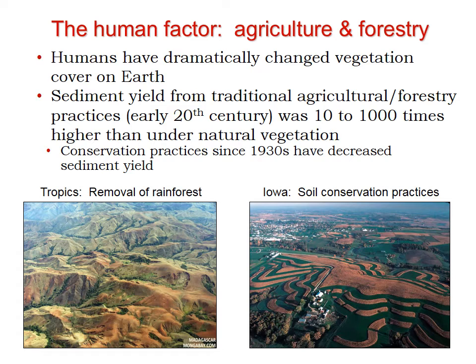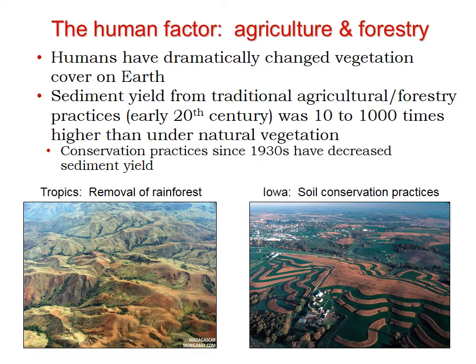And then by the Industrial Revolution of the 1700s, 1800s, we began to develop machinery to help us do even more intensive agriculture. So by late in the Industrial Revolution, agriculture and forestry were both very intensive. And it's been estimated that sediment erosion was 10 times to 100 times higher in the early 20th century, well into the Industrial Revolution, than it was under natural vegetation.